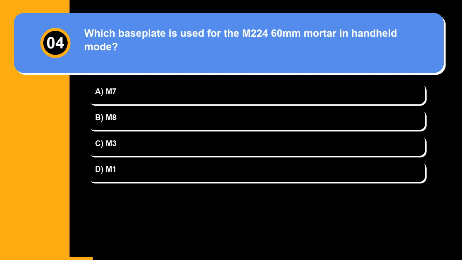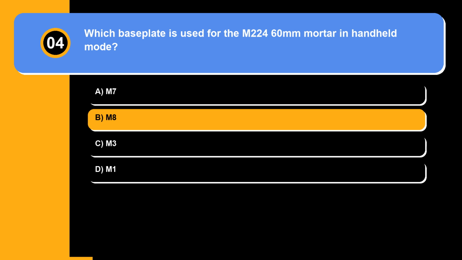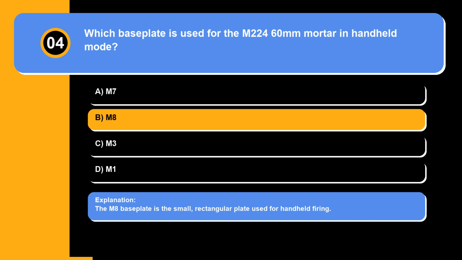Question 4. Which baseplate is used for the M2 24-60mm mortar in handheld mode? A. M7, B. M8, C. M3, or D. M1. The correct answer is B. M8. The M8 baseplate is the small, rectangular plate used for handheld firing.